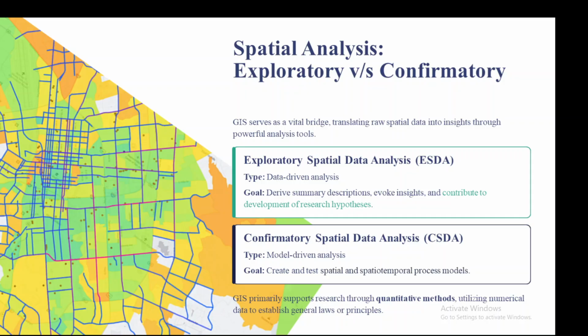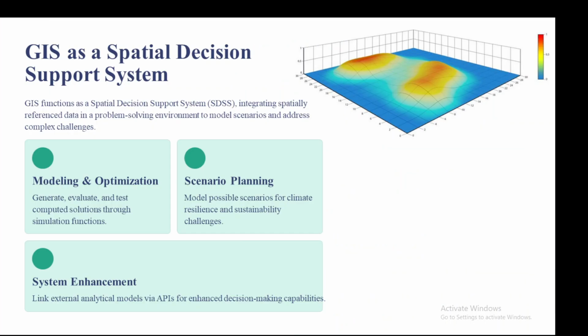Now, because of this analytical strength, GIS essentially acts as a spatial decision support system, or SDSS. This is a tool that helps researchers and also decision makers to visualize the effects, model the phenomena, and evaluate these spatial data to make informed, data-based choices. Let us now look at where all we can use GIS across different domains.